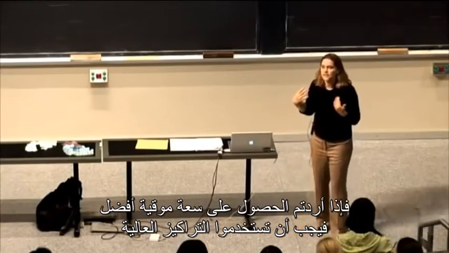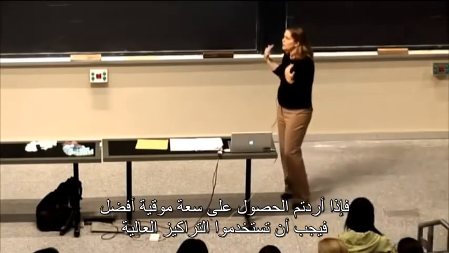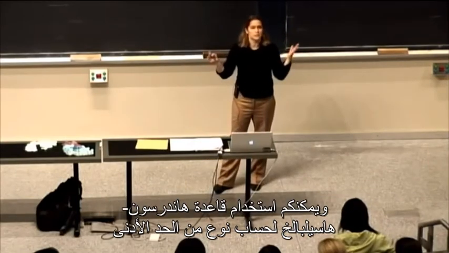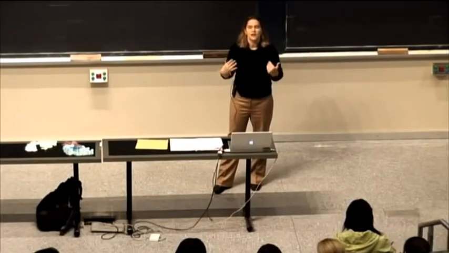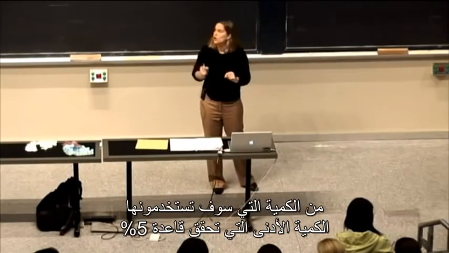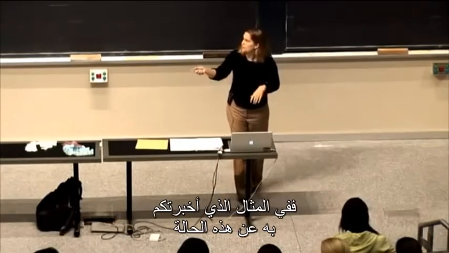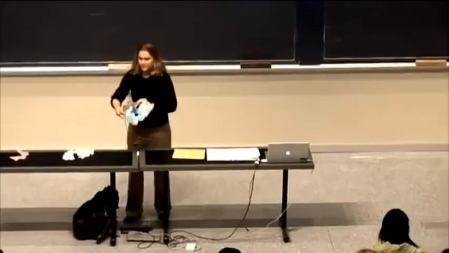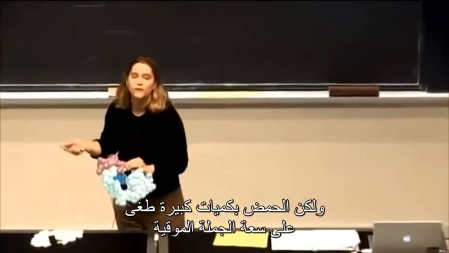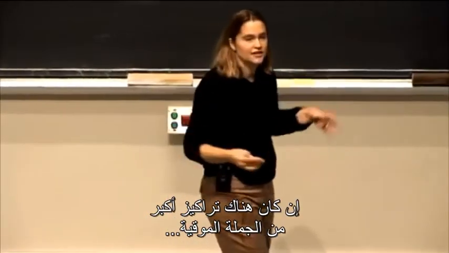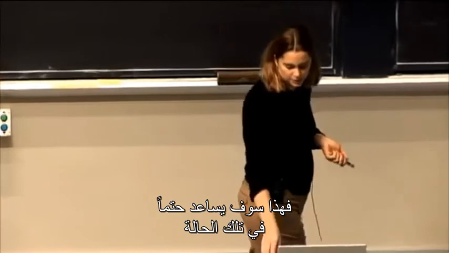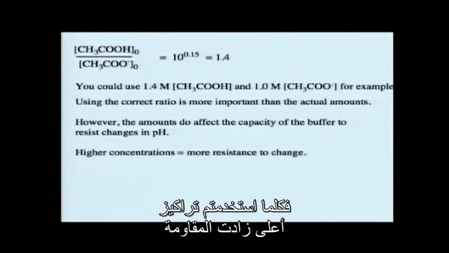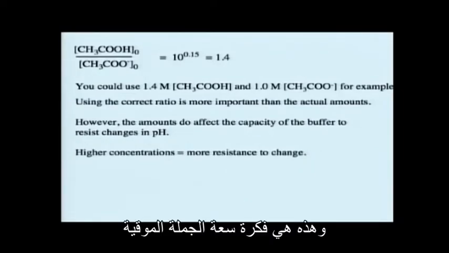So if you need a better buffering capacity, you should use higher concentrations. And you can use Henderson-Hasselbalch to calculate the minimum amount to use to have that 5% rule work. In the example I told you about, the buffer in the blood was pretty good, but the acid was so much that it overwhelmed the buffering capacity. If there had been larger concentrations of the buffer, that would have certainly helped in that case. So the higher the concentrations you use, the more resistant to change. And that's the idea of buffering capacity.